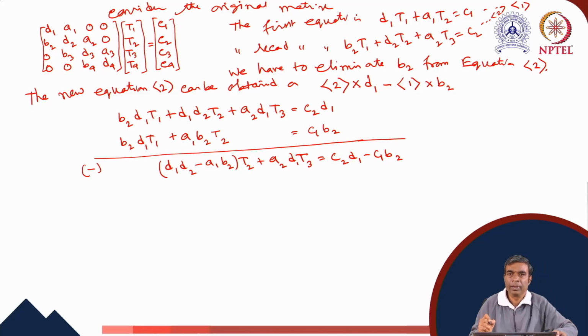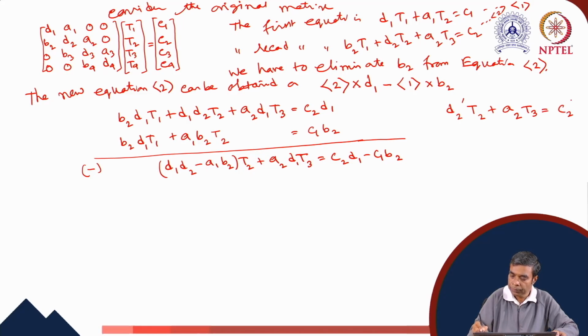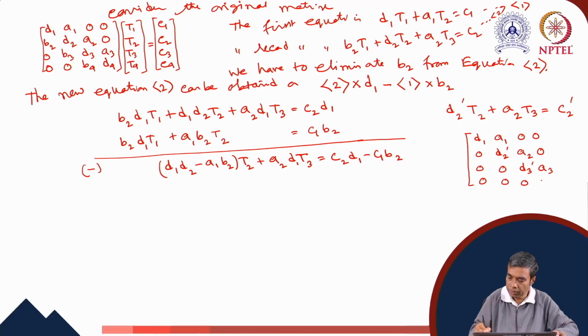Now in the final equation after the forward reduction, the second equation appears as d2 dash t2 plus a2 t3 equals c2 dash, because the matrix has the following form after the row reduction: d1 a1 0 0, 0 d2 dash a2 0, 0 0 d3 dash a3, 0 0 0 d4 dash, multiplied with t1 t2 t3 t4, gives us c1, c2 dash, c3 dash and c4 dash.